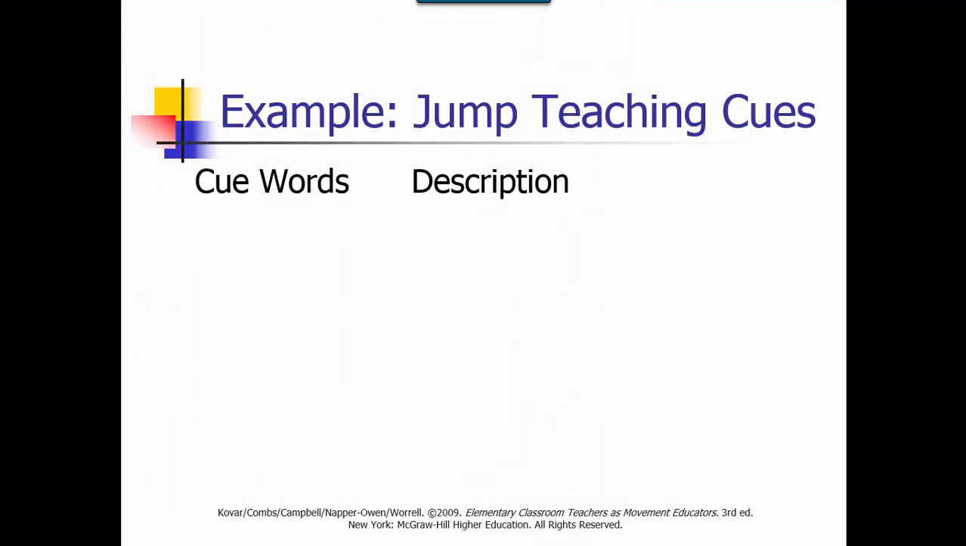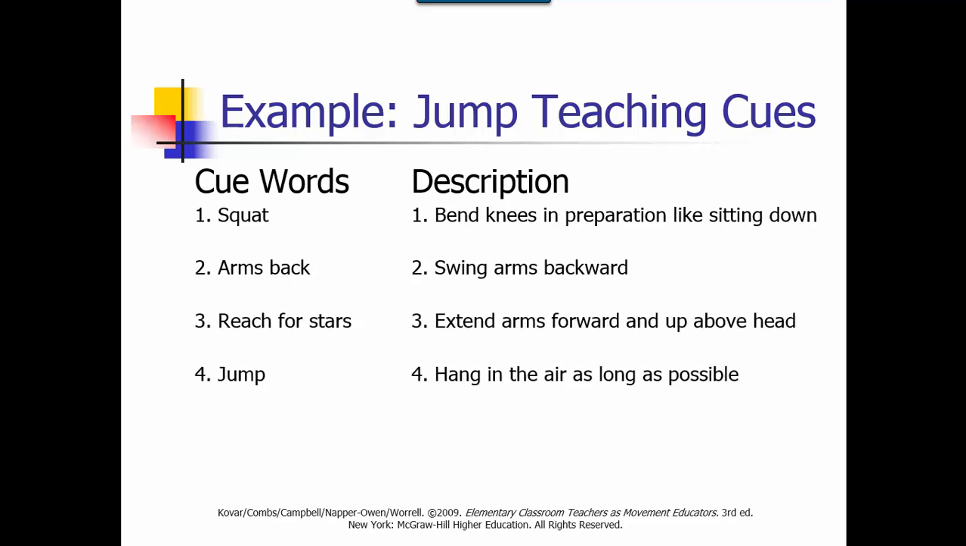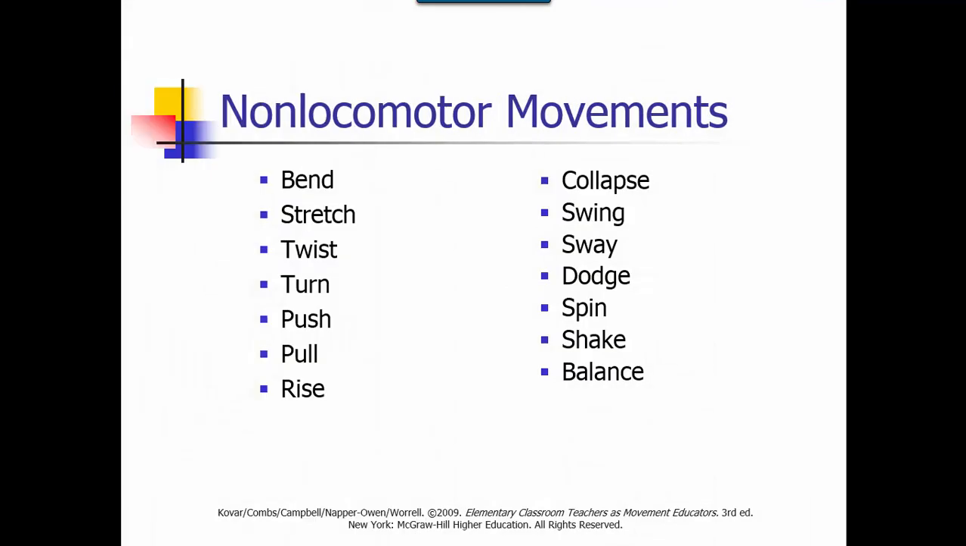We also want to learn some cue words. You will be using this in the activities that you will be teaching. So cue words for jumping would be first squat, swing the arms back, reach for the stars, and then jump. So those are cue words. And then you see the description. And of course, when you end it, you land soft.